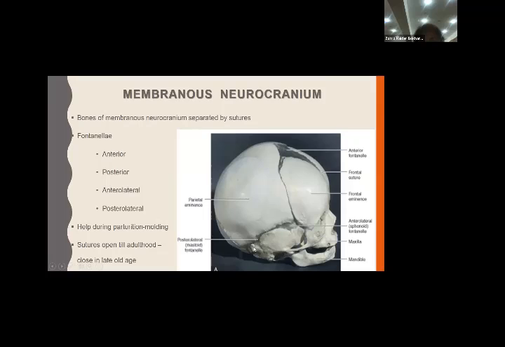But this anterior fontanelle is the most important. Now these fontanelles and the sutures, the fact that the sutures, these bones are very soft. The sutures have not met, they have not fused with each other. They are held together by membranes. This fact is important because during childbirth, these bones slide over each other.